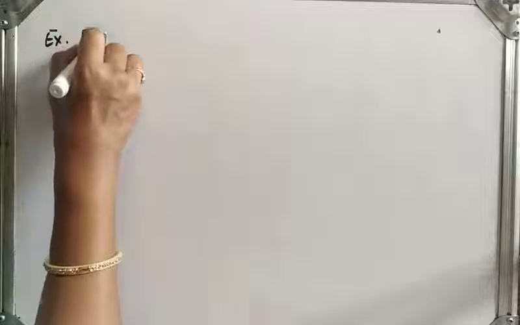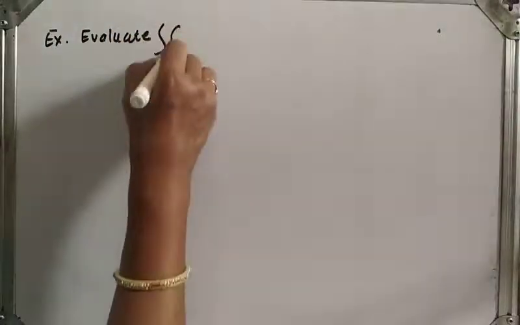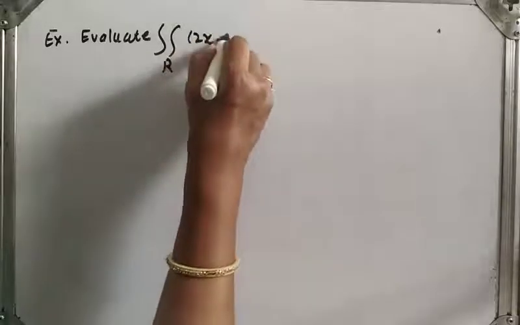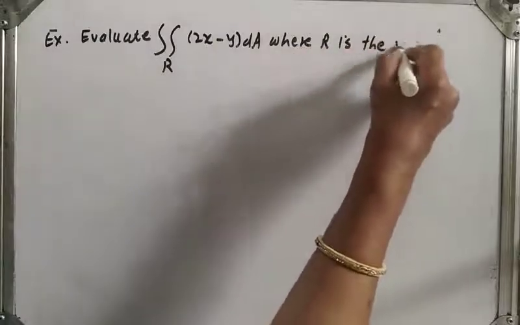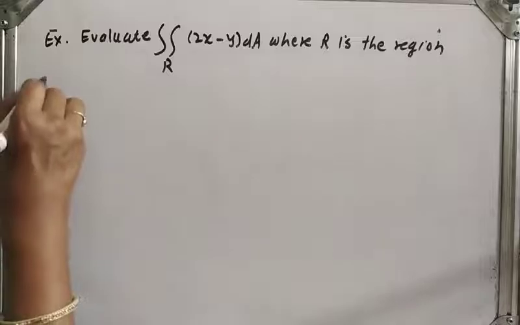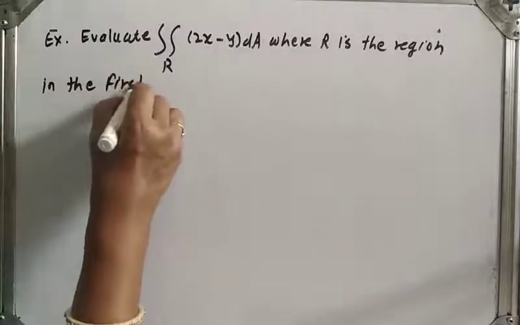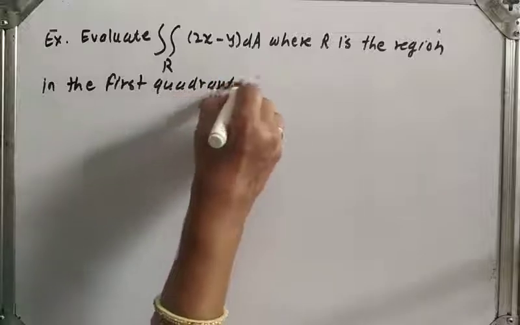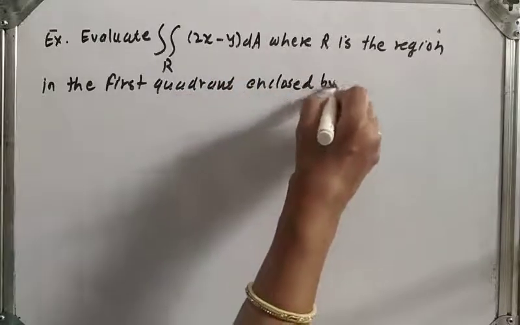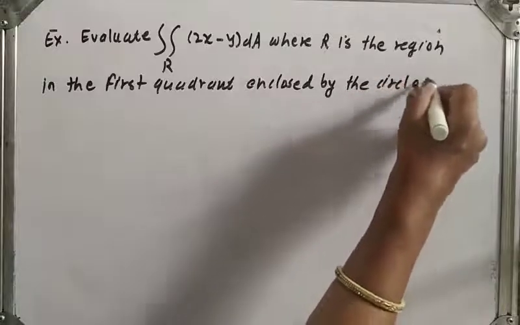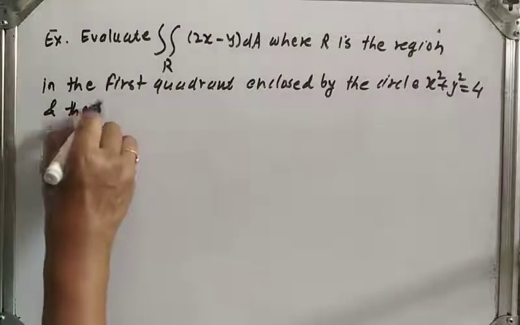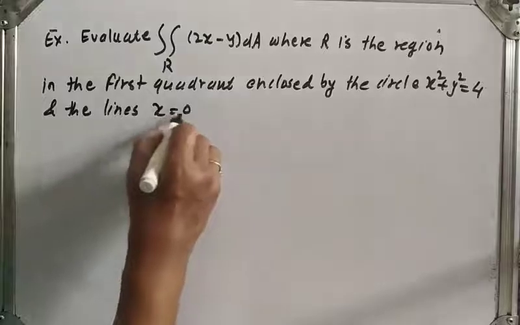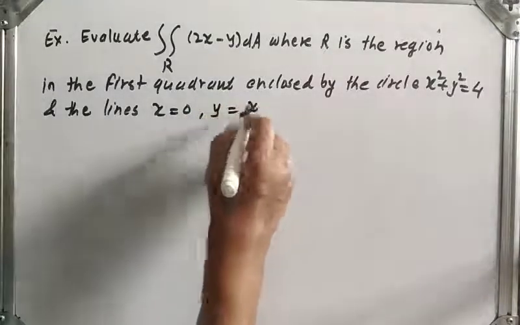Next example is, evaluate the double integration over R of 2x minus y dA, where R is the region in the first quadrant enclosed by the circle x square plus y square is equal to 4 and the lines x is equal to 0, y is equal to x.